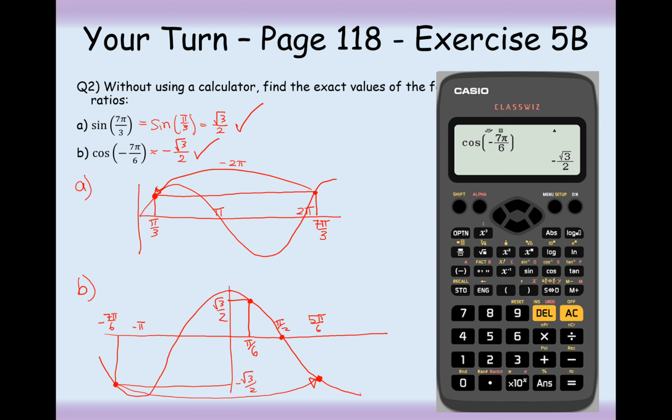So there we are, that's how we can use the calculator to work with trigonometry in radians mode. Just make sure you've changed your calculator, and you'll always know you're in radians mode because there'll be a small R on the top of your display, on your calculator screen. So there we are. That's the answers to exercise 5b.